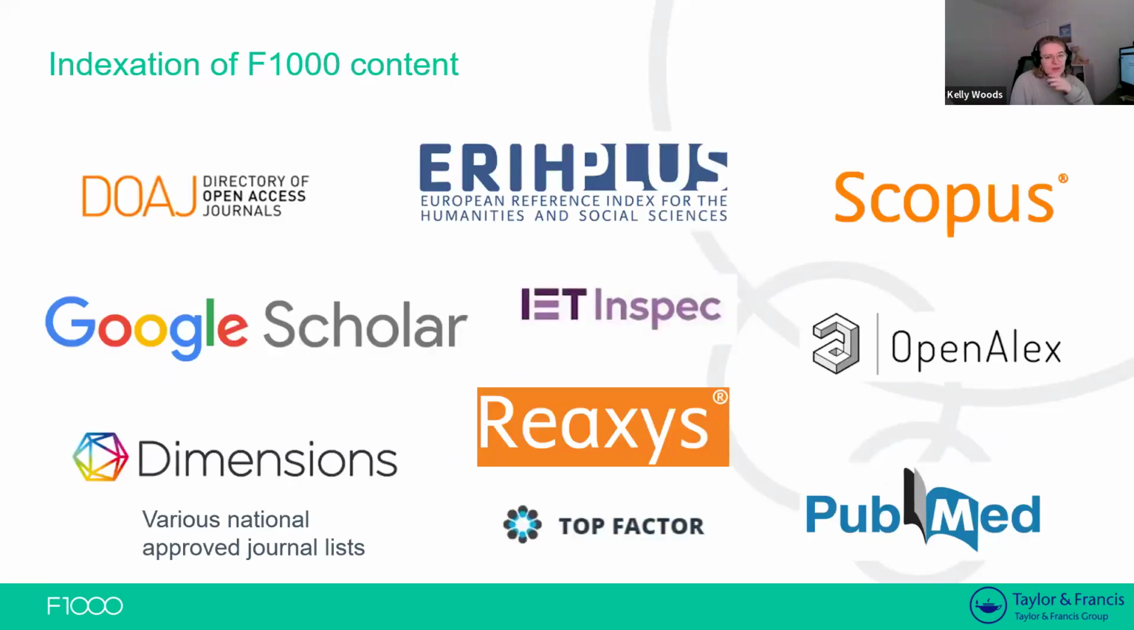Here are some of the places that the F1000 content is indexed. I mentioned ERI Plus, Scopus, PubMed, InSpec. Obviously, all the papers are in Google Scholar even before they've passed peer review. All of our platforms, I believe, are now in the DOAJ as well. And we're working to get the platforms onto various national approved journal lists, which is proving more difficult than I thought it would be, just in terms of identifying them rather than meeting the criteria. We also have a top factor score as well.